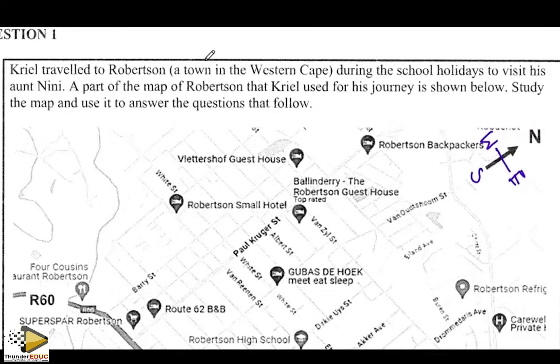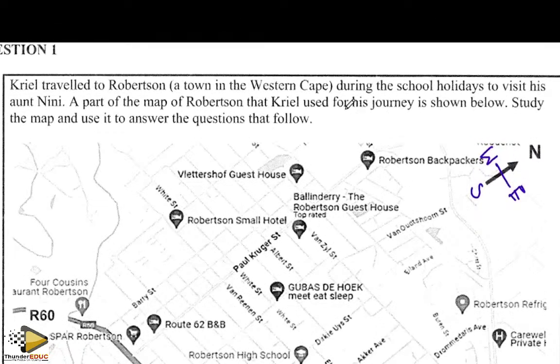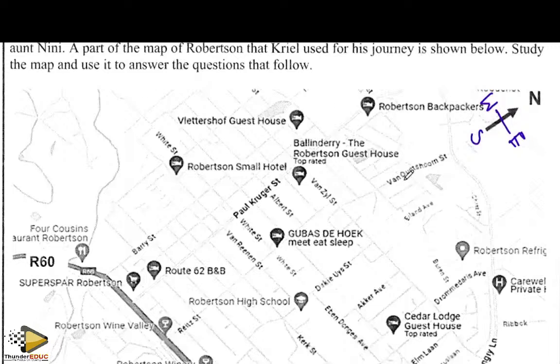Kelly traveled from Robertson, a town in Western Cape, during the school holidays to visit his auntie Nina. A part of the map of Robertson that Kelly used for his journey is shown below. Study the map and use it to answer the questions that follow. When we look at the questions that follow, we see the map here.